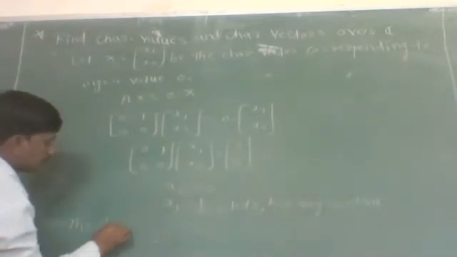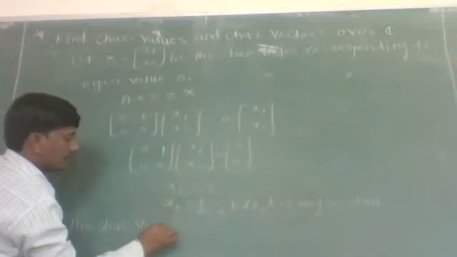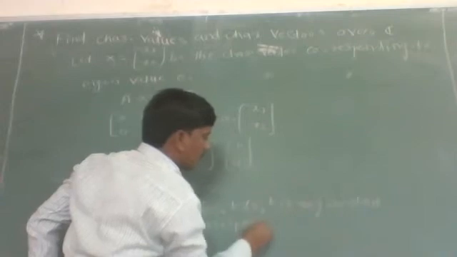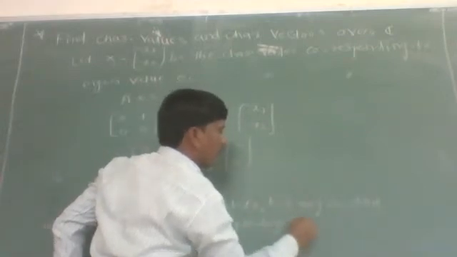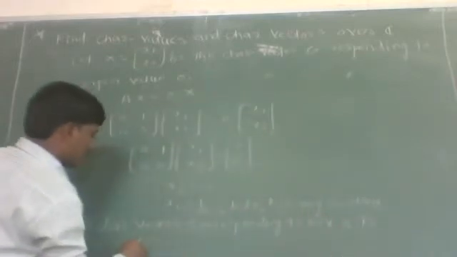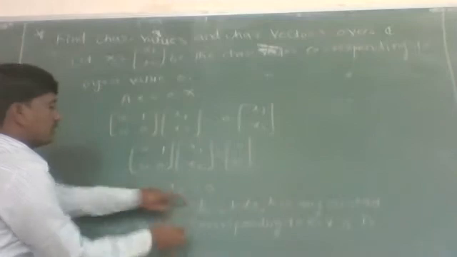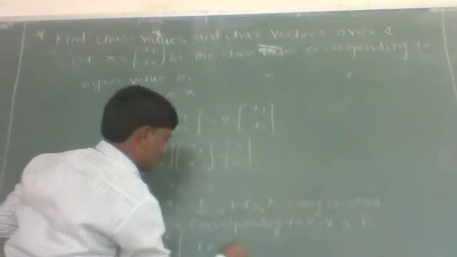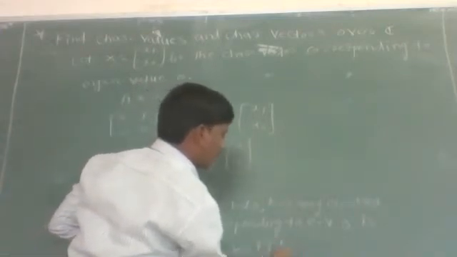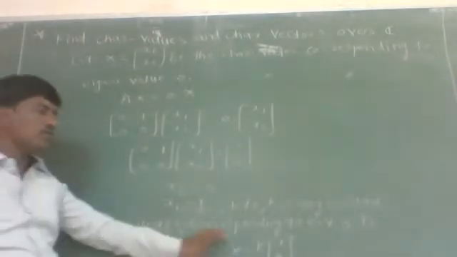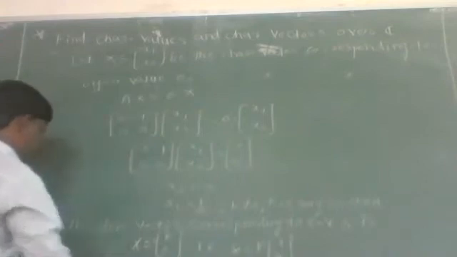Now we have to put these values of x1 and x2 in the given characteristic vector x. So the characteristic vector corresponding to eigenvalue 0 is x equal to, x1 is nothing but k and x2 is 0. That is x equal to k into 1 0 is the characteristic vector corresponding to eigenvalue 0.